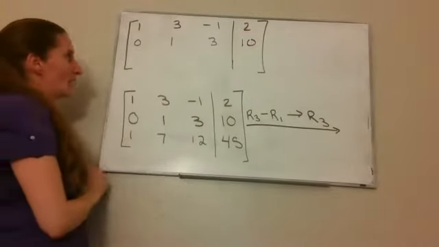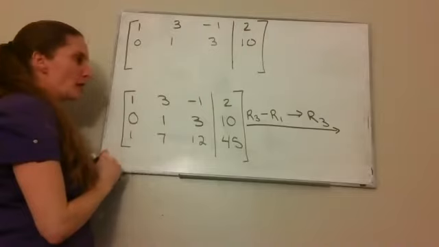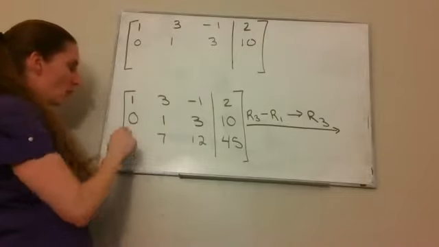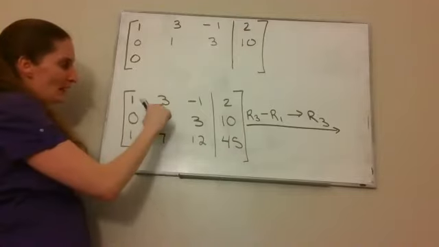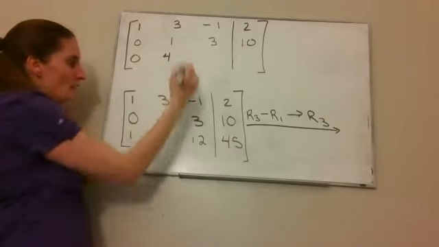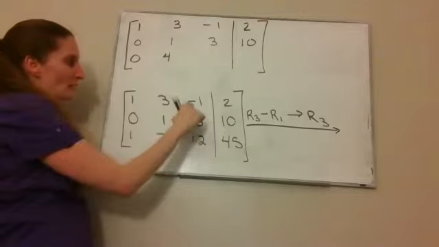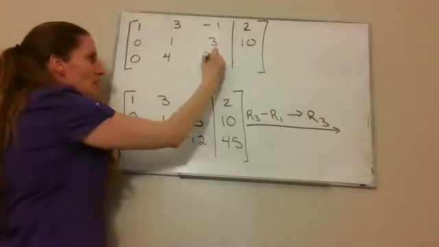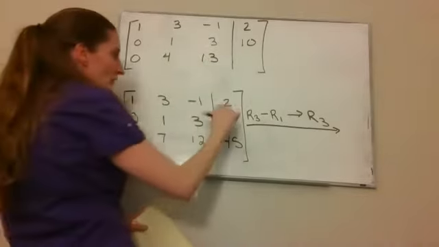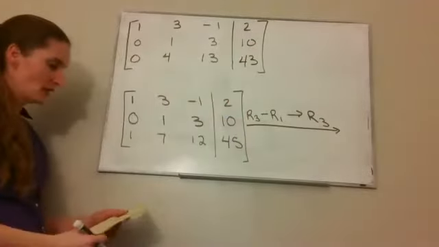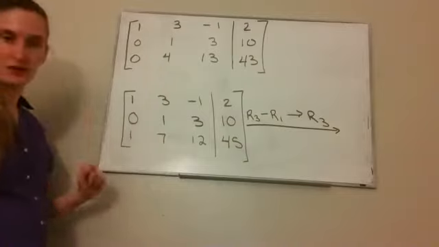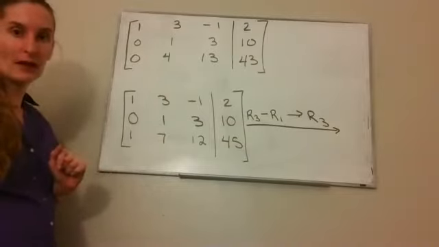Now to do the last row. Row 3 minus row 1. 1 minus 1 is 0. 7 minus 3 is 4. 12 minus negative 1 is 13. And 45 minus 2 is 43. So this is my newest version of this system of equations.